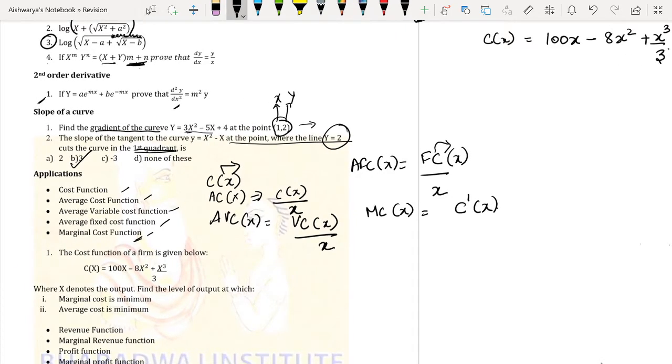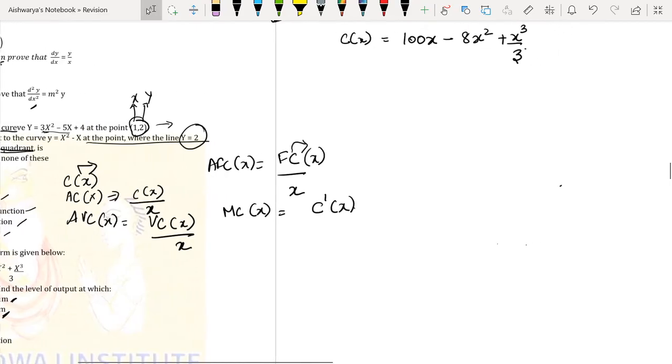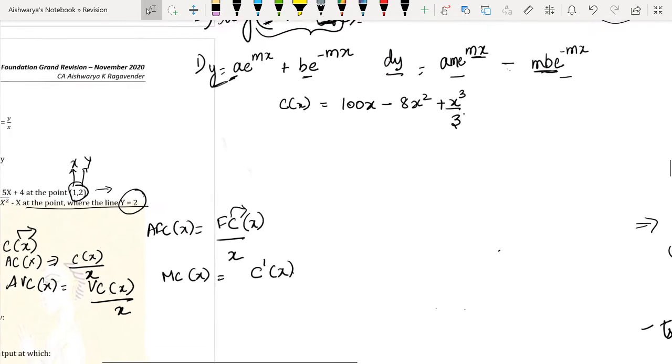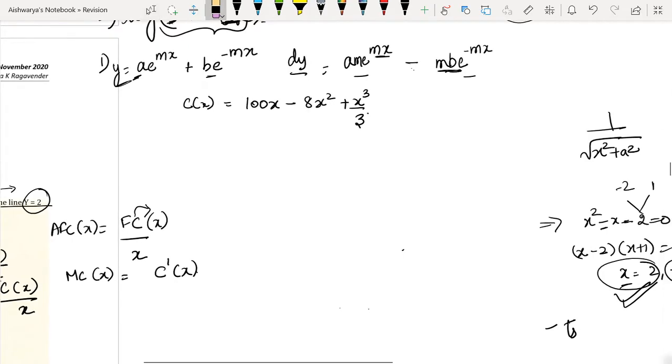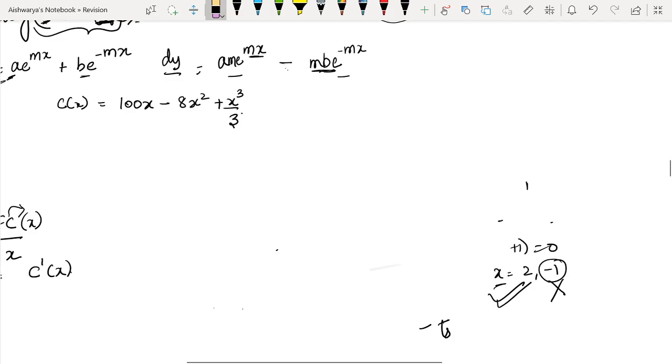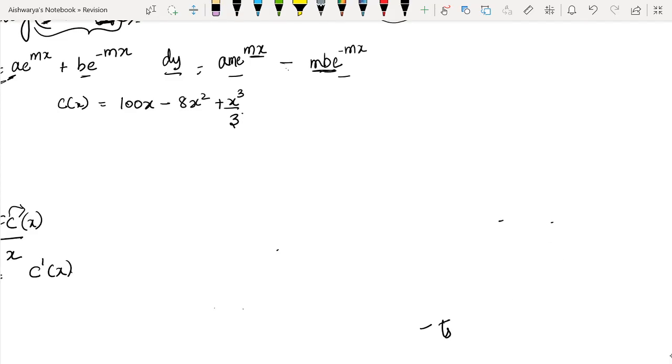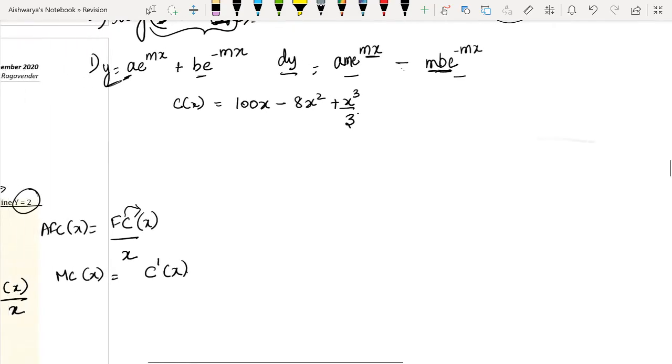Now the question is asking: find the level of output where marginal cost is minimum and average cost is minimum. So let me define these two functions first. The question is asking where my marginal cost function will be minimum and where my average cost function will be minimum. So let me work out here to show you both the functions simultaneously.